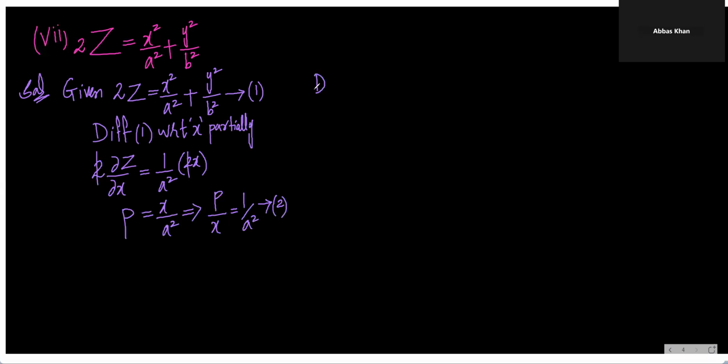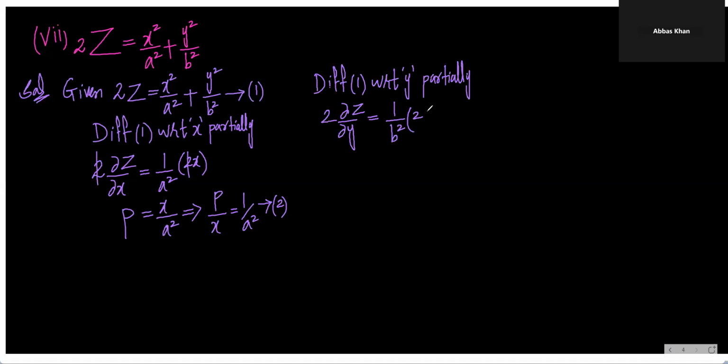Now differentiate one again with respect to y partially. 2 into dou by dou y of z is equal to 1 by b square into 2y, the constant term becomes zero. 2 से 2 cancel.